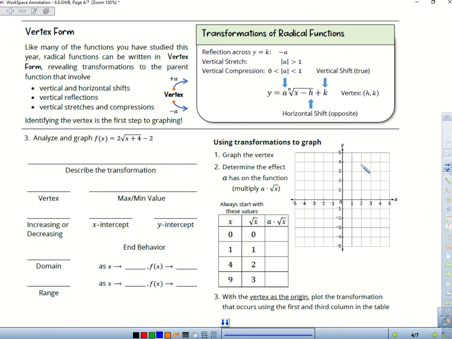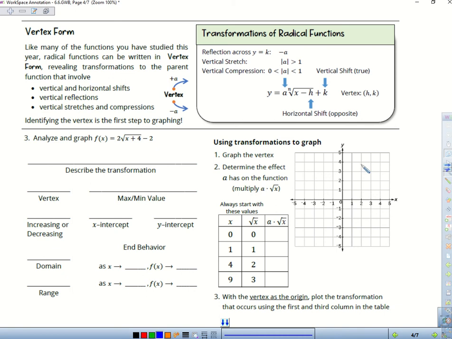The vertical stretch depends on the absolute value of your A. So if you take the absolute value of your A and the A is greater than 1, that means that you have a vertical stretch. This graph goes up faster. If you take the absolute value of A and it's actually between 0 and 1, so it's like 1/2 or 1/3, that means it's actually a compression, so the graph goes slower. And then of course we have our typical horizontal and vertical shifts, and as we know, horizontal shifts always are backwards from what they look like, so if it's subtraction, it's actually to the right. If it's addition, it's actually to the left. So we'll talk about that.